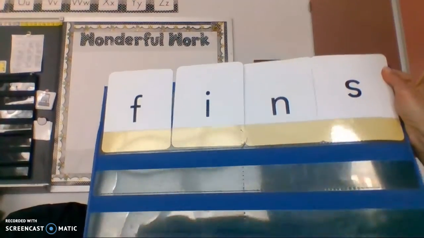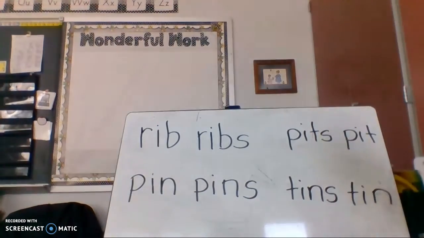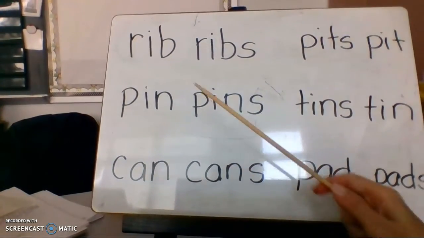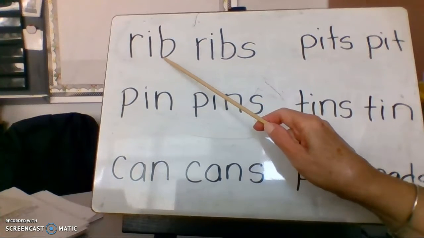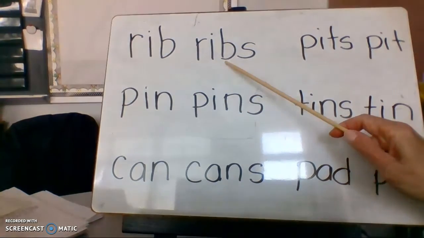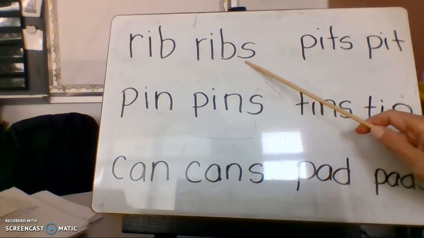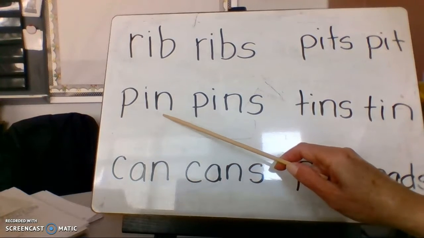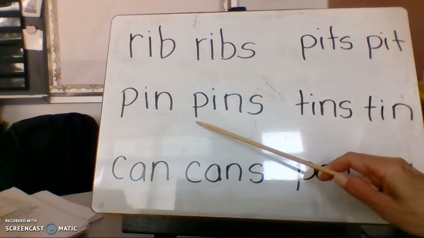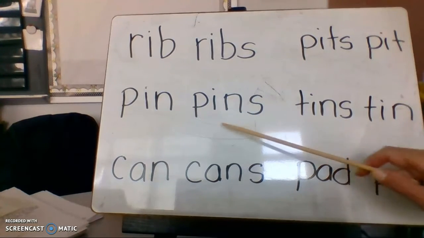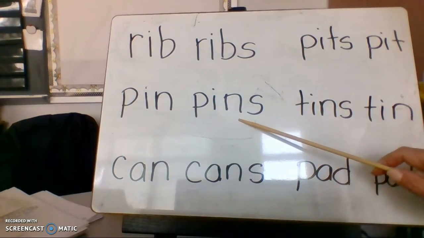So let's do some blending of some other words that have S at the end and some that do not have an S at the end. Rib. Ribs. Do it with me. Pen. Pens. This is one. This is more than one.